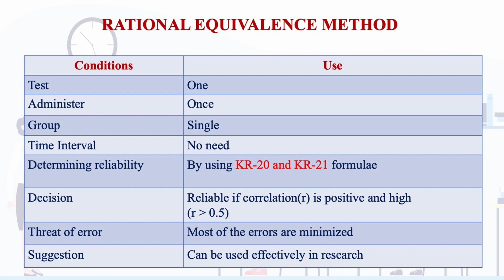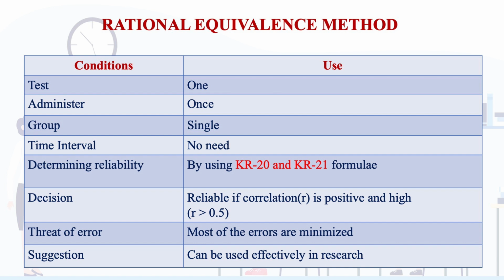For determining the reliability in the rational equivalence method, you can use two methods, called the KR20 method and the KR21 method. You may ask me what KR20 and KR21 are. KR refers to Kuder and Richardson, two psychologists. They developed a formula, and that formula number is 20. Keeping in consideration the name of the psychologists and the serial number of the formula, it is very popular, called the KR20 formula, and again the KR21 formula.